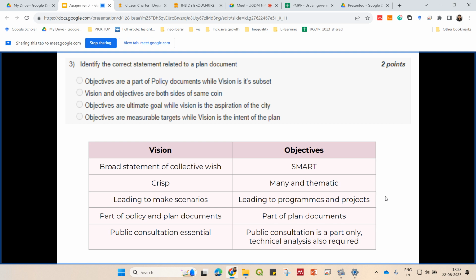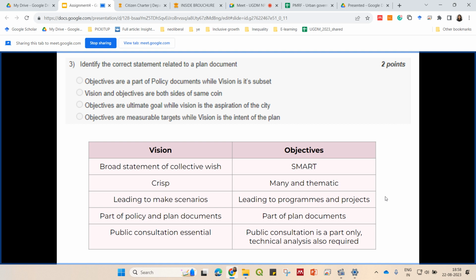So public consultation is essential because it helps the city identify the collective wish of the city, while objectives are further detailing out of those wishes or needs. So public consultation is a part, but more important in this case is the technical analysis.